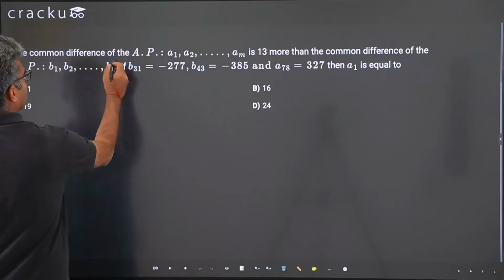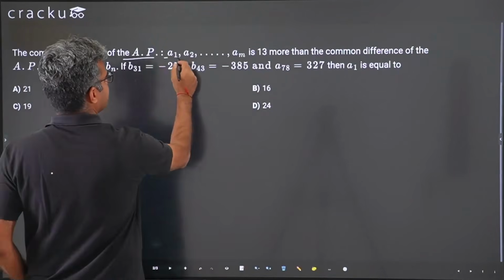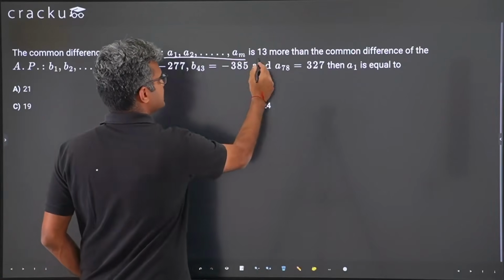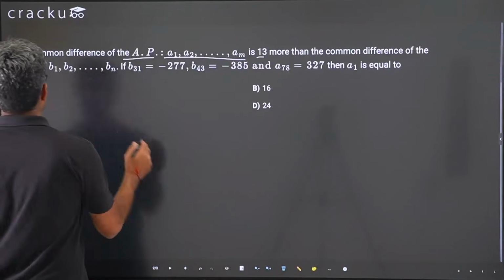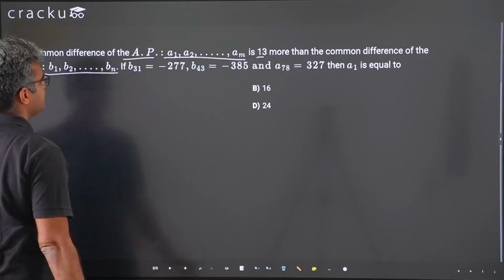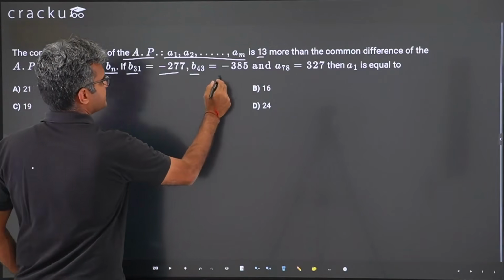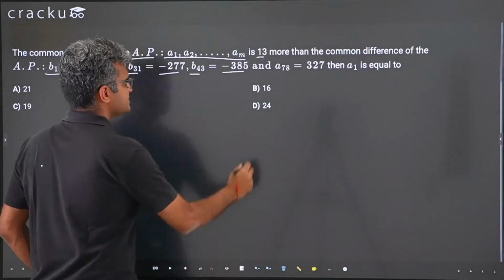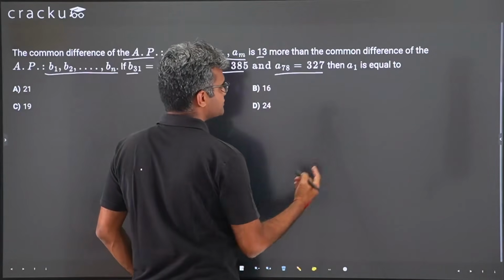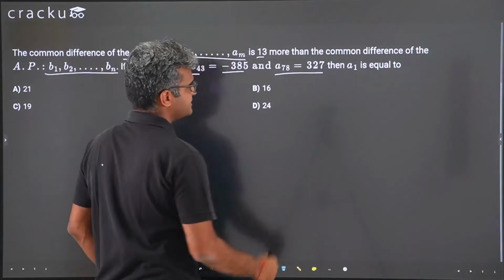In this question, the common difference of the arithmetic progression a1, a2, and so on till am is 13 more than the common difference of another progression b1, b2, and so on till bn. b31 is given as minus 277, b43 is given as minus 385. The first term has to be calculated. a78 is given as 327.